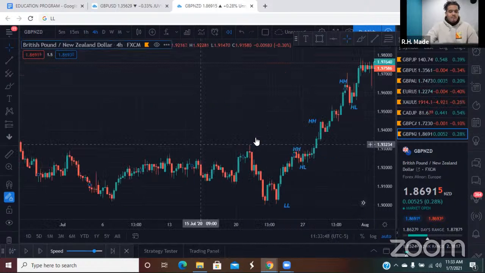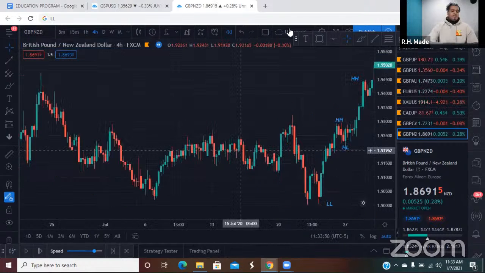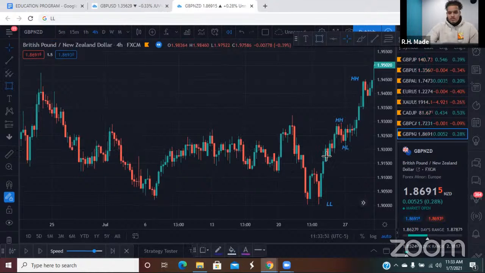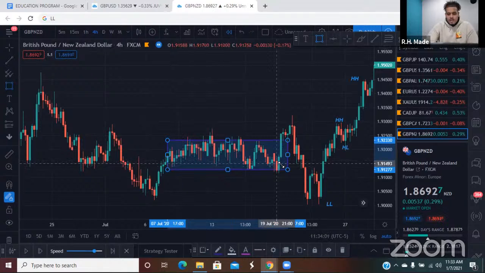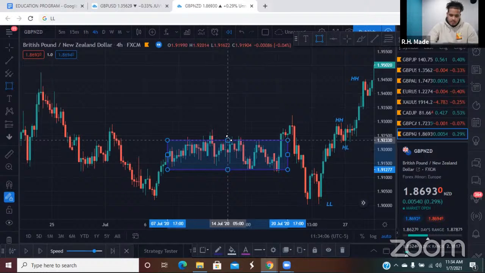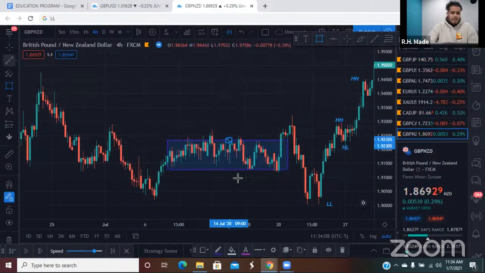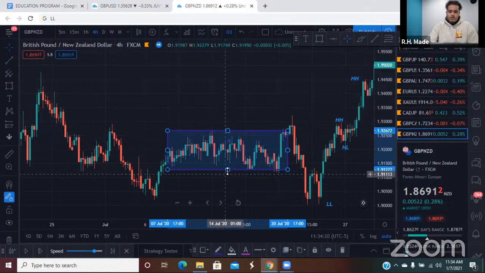What does it mean by sideways movement? As you see right here, where's the market going? It's not making higher highs and higher lows. It's not making lower lows and lower highs. It's just going sideways. Consolidation. The best way to trade consolidation is to not trade consolidation. You should wait for a break of the consolidation area. You can place either a box or a line.